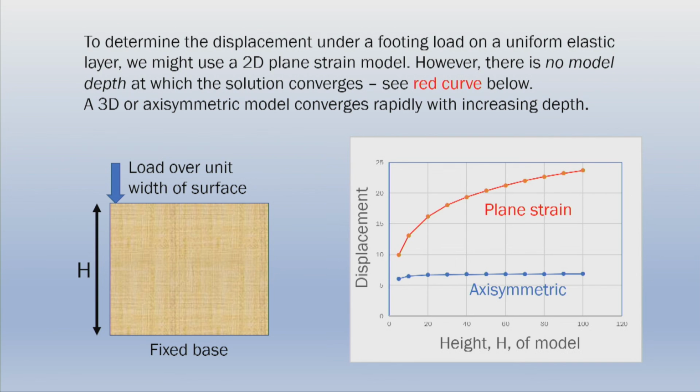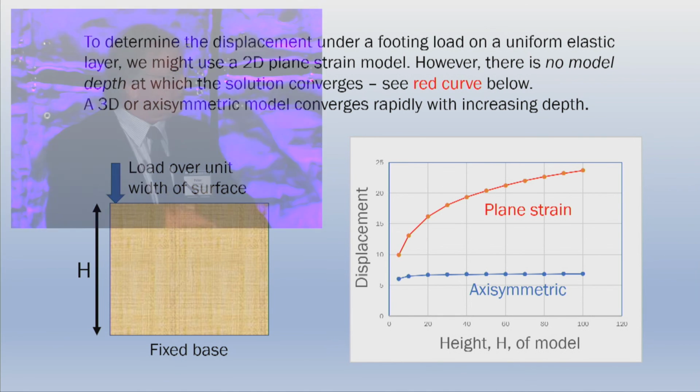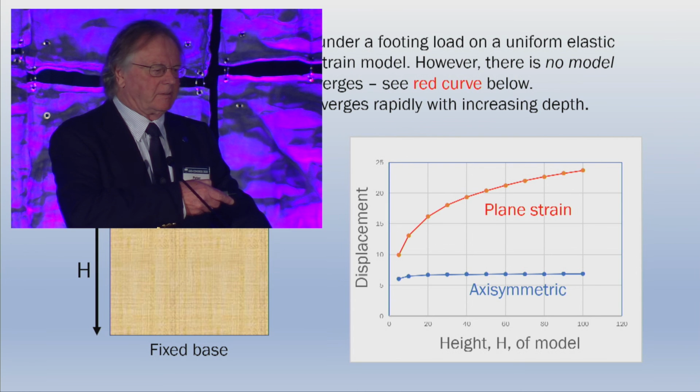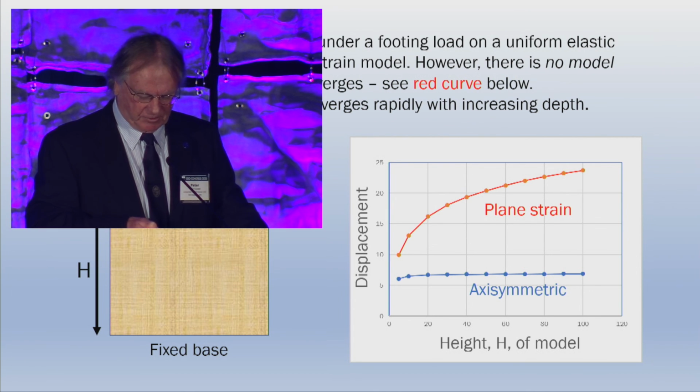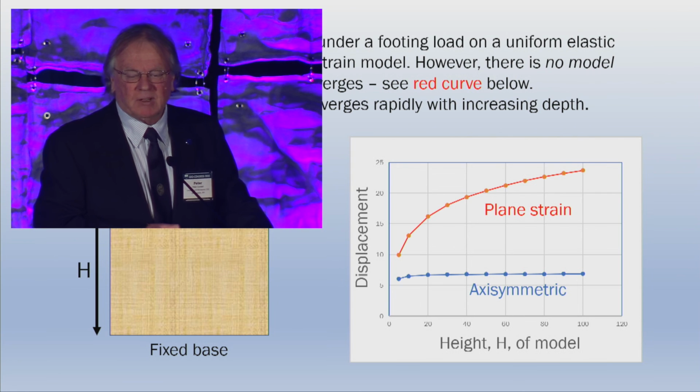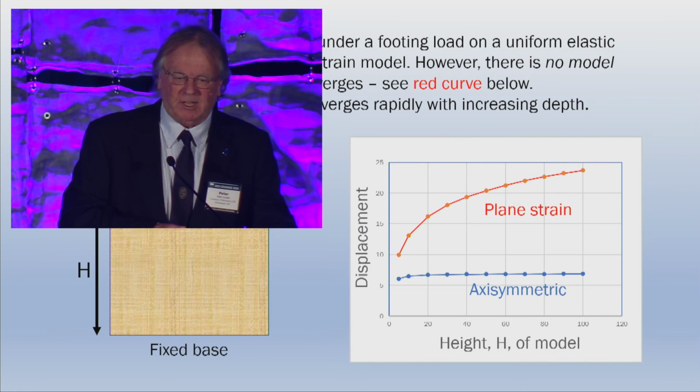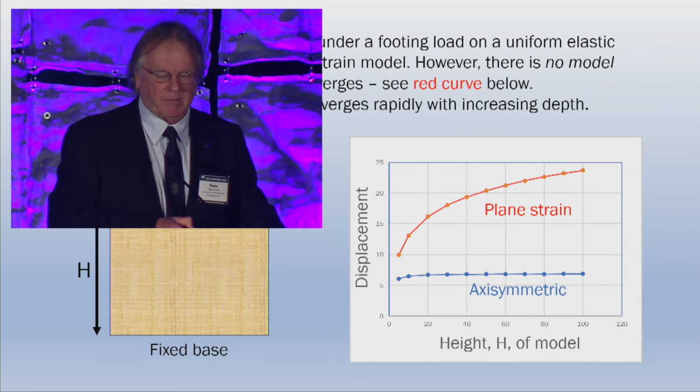That's for a uniform thickness, whereas for a 3D or axisymmetric model, obviously we get a convergence. This is a bit unrealistic because in reality there'll be a sort of gradation of properties, so naturally it'll get stiffer as you go deeper. But it's just to show that you can't automatically assume a 2D model may be good for everything.